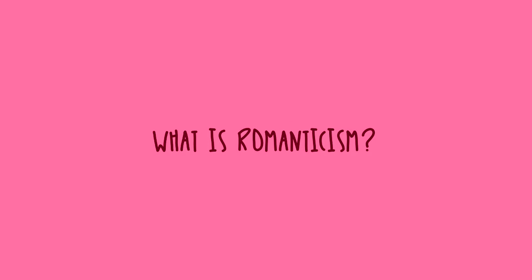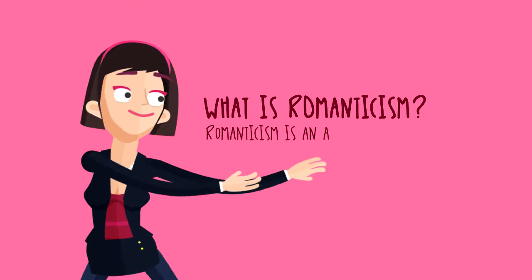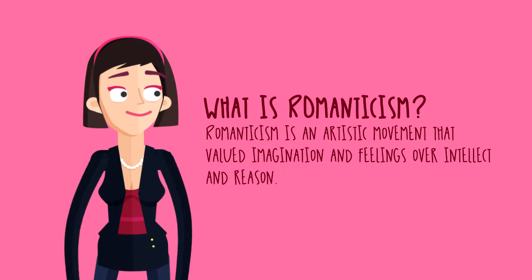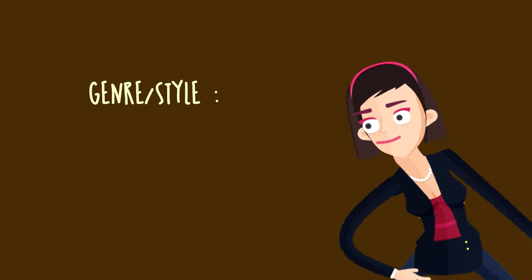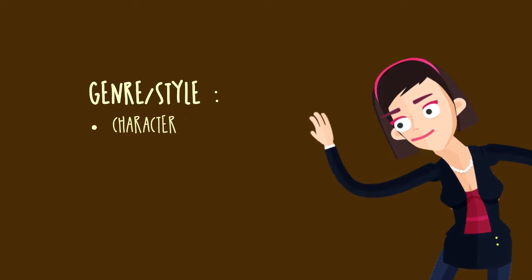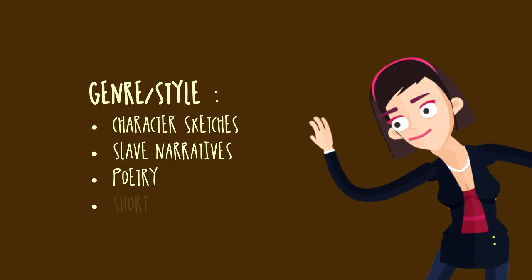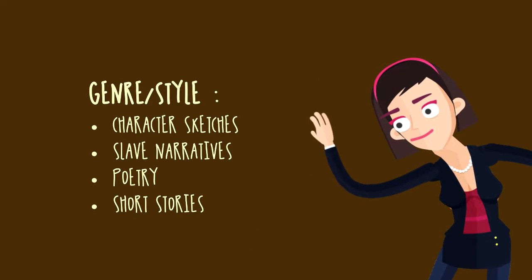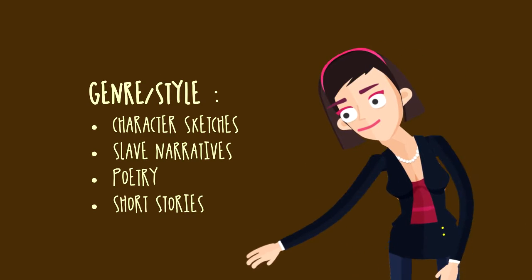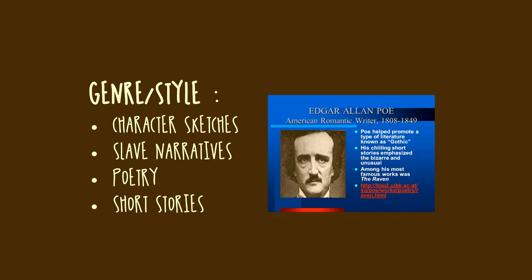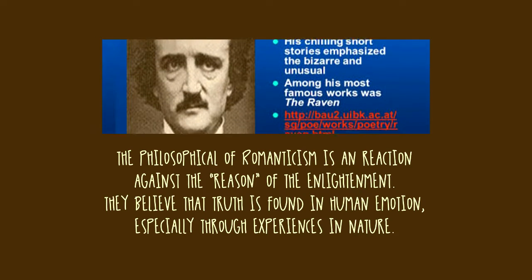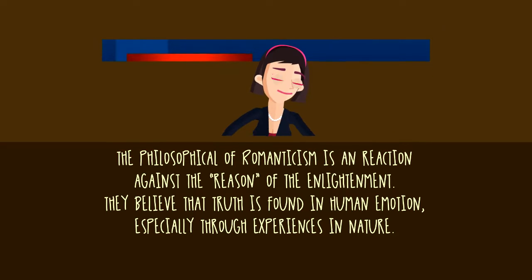What is Romanticism? Romanticism is an artistic movement that values imagination and feelings over intellect and reason. The characteristics of Romanticism, genre or style, are character sketches, slave narrative, poetry, and short stories. Effect or aspect is integrity of nature and freedom of imagination. Historical context is that publishing expanded and industrial revolutions brought new ideas. Romanticism began in England and Germany.